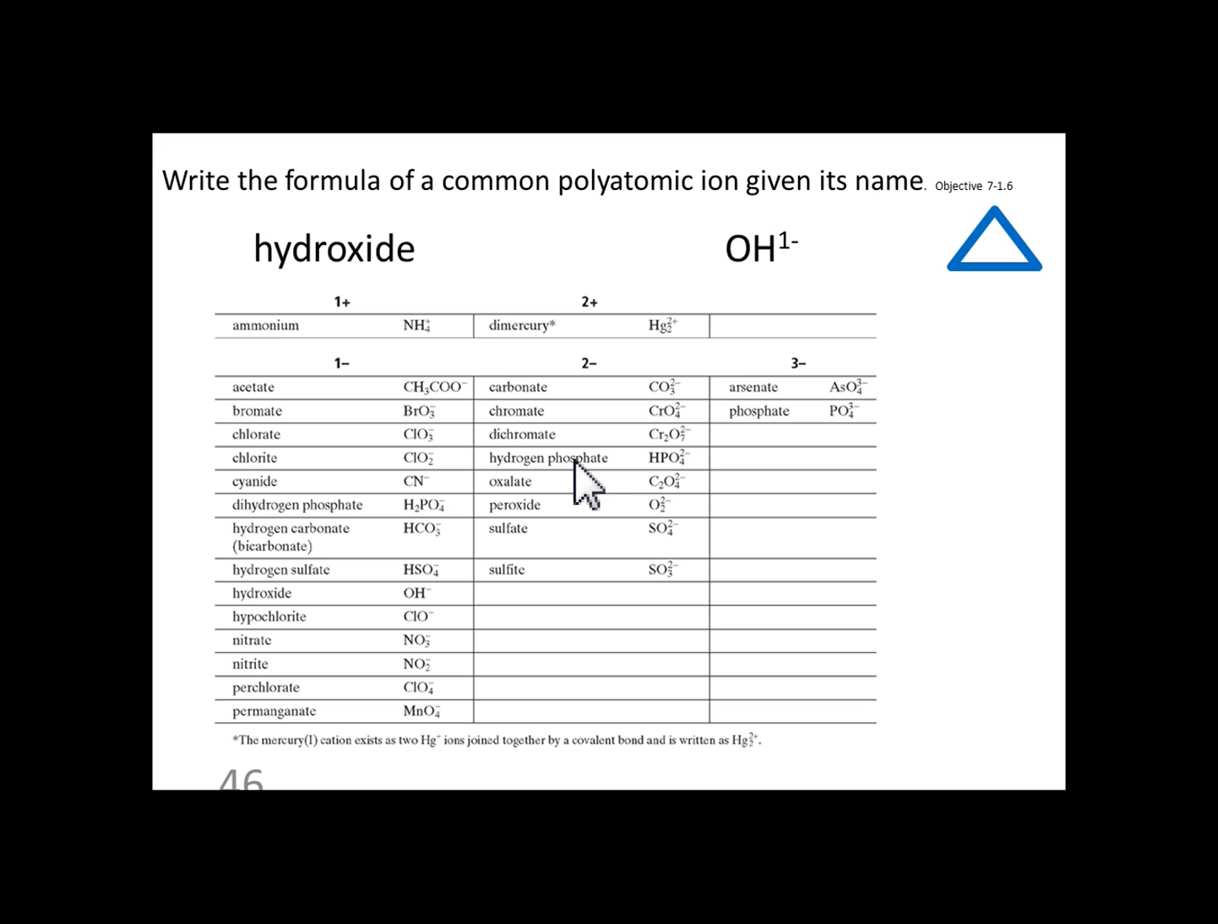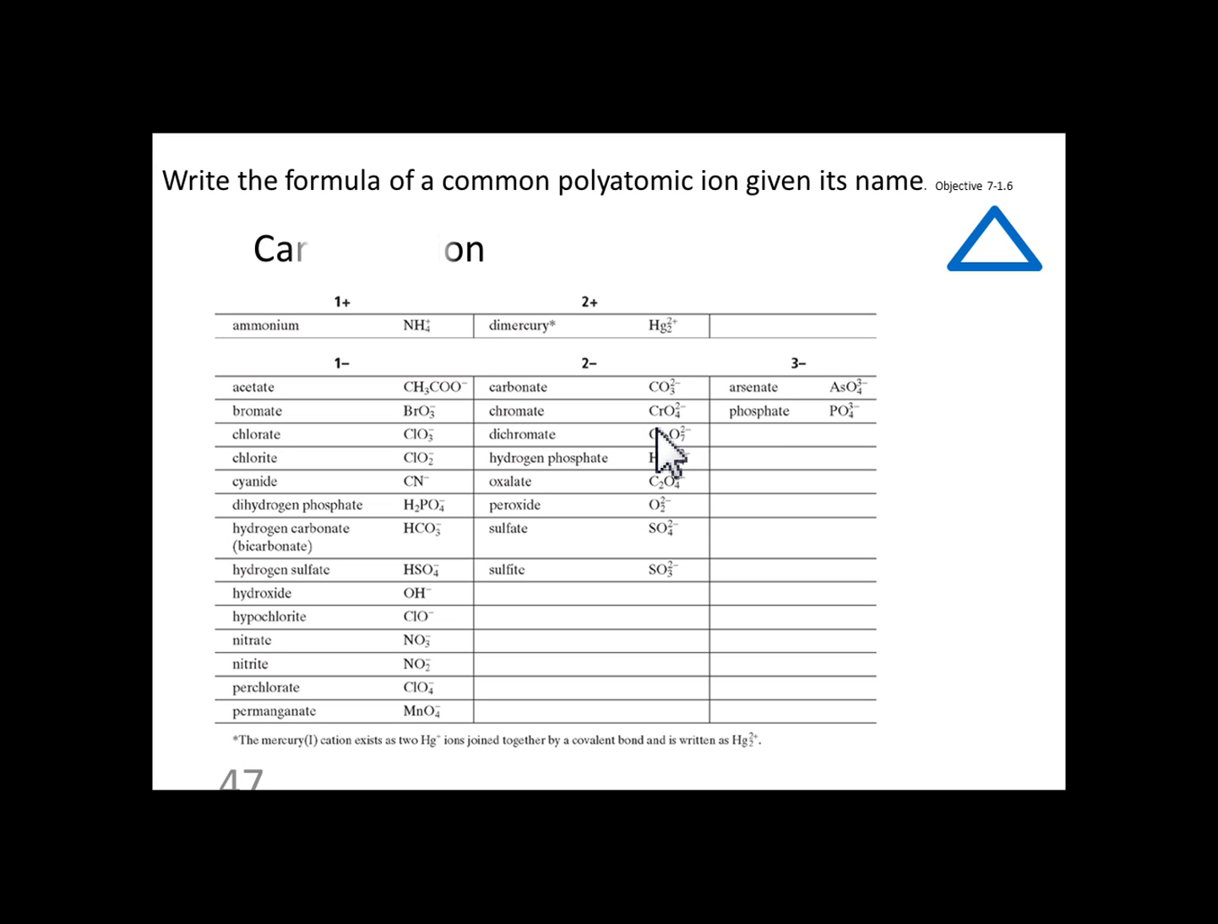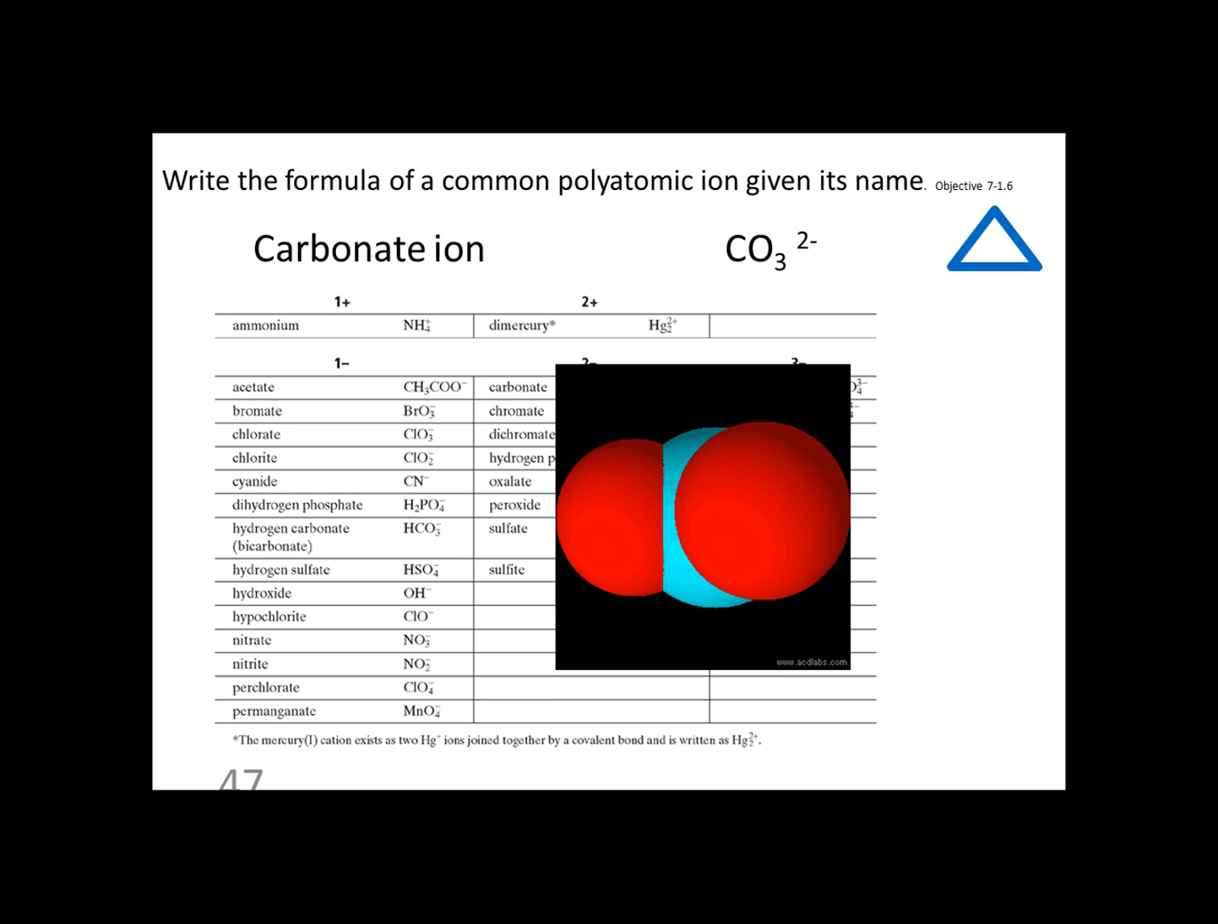Hydroxide, very important ion in acid-base chemistry. It's OH with a -1 charge. And here's a hydroxide model. Is the oxygen here and the hydrogen attached to it. Carbonate ion, we just did this. Do you remember what its formula is? Or can you find it? All right, CO3 with a -2 charge. And remember, it looks like this.